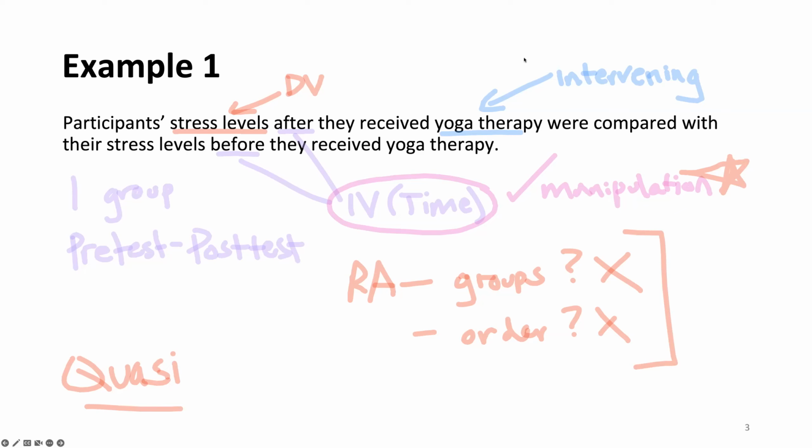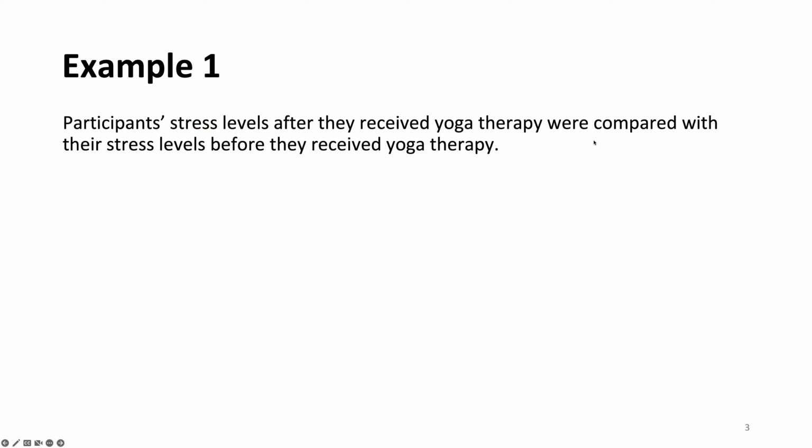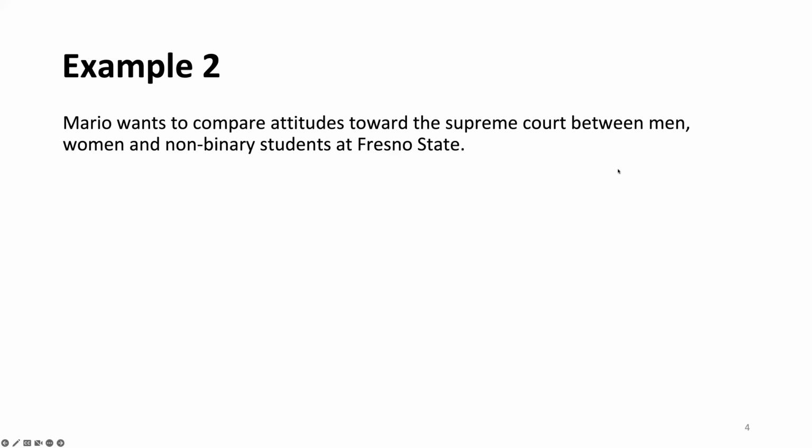So moving on, we're going to look at another example. Example 2. Mario wants to compare attitudes toward the Supreme Court between men, women, and non-binary students at Fresno State. So again, let's break this down. We're looking at attitudes towards the Supreme Court, and we're looking at gender, right? So we have men, women, and non-binary.